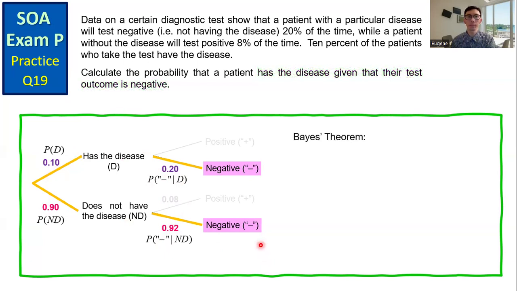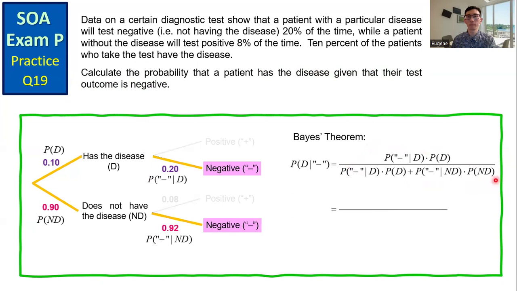By Bayes' theorem, we can calculate the probability that the patient has the disease given that the test outcome is negative using this expression. Substitute the probabilities into this expression. So in the denominator, we have 0.2 times 0.1, and then plus 0.92 times 0.9. The numerator, we have 0.2 times 0.1.